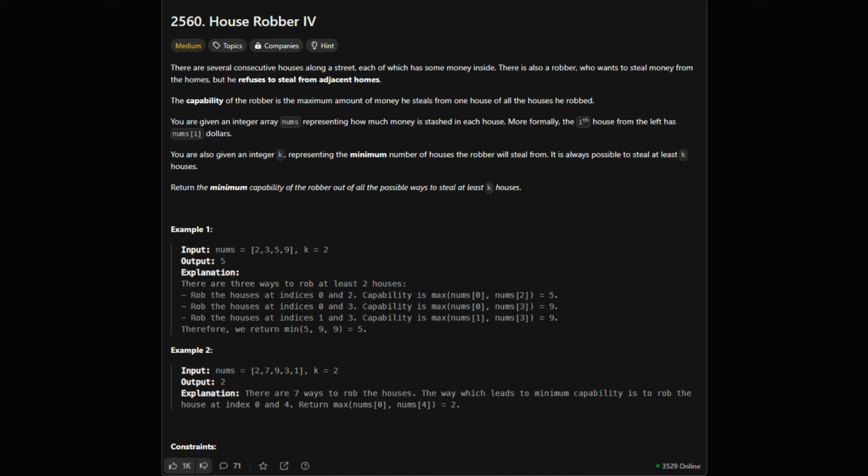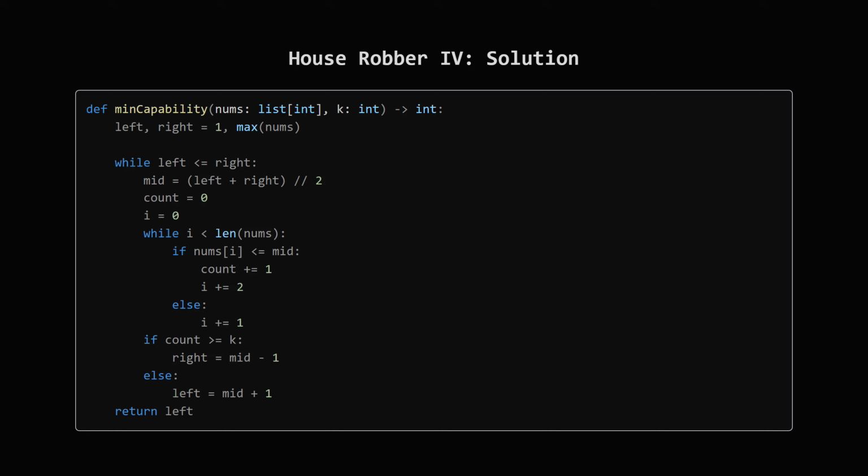Our goal is to find the minimum capability of the robber, where capability is the maximum amount stolen from a single house among all the houses robbed. Essentially, we need to find the lowest maximum amount the robber can get away with while still robbing at least K houses. Here's the Python solution using binary search.